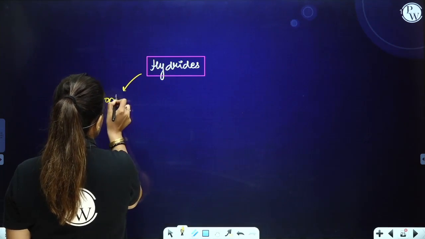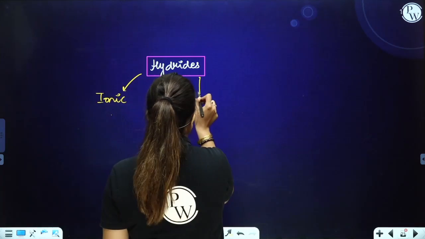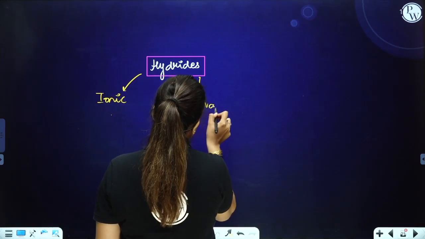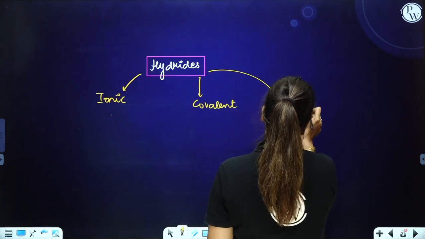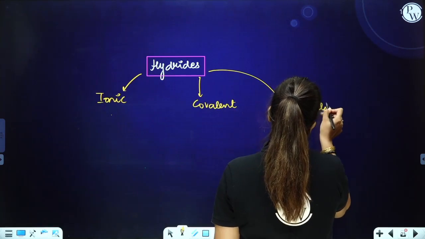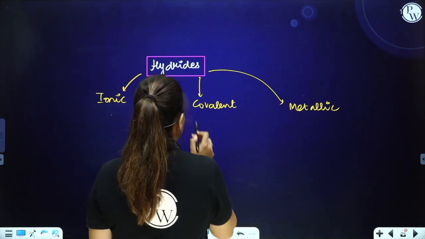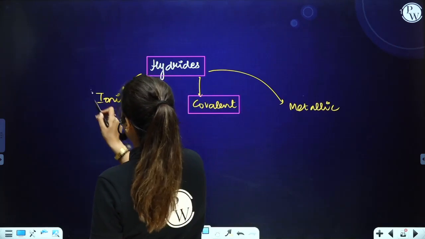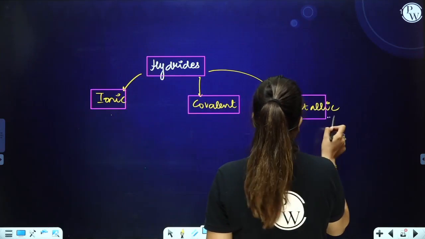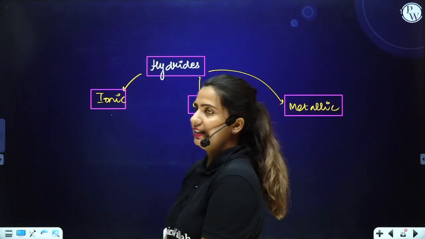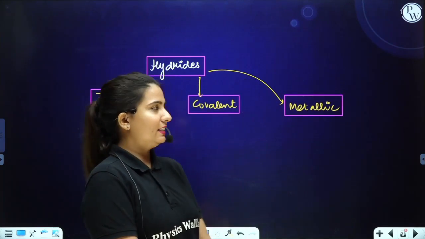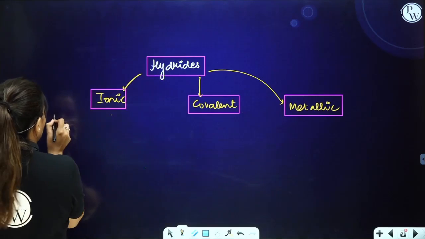One is called the ionic hydride, the other is called the covalent hydride, whereas the third one is called the metallic hydride. Ionic, covalent and metallic. These three types of hydrides we are having. So let's start the discussion with the ionic hydride.